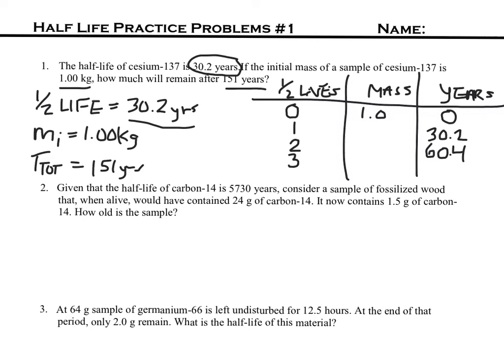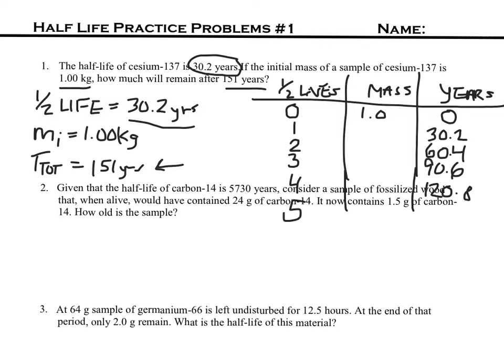Then I'd go through another half-life, and if I added another 30.2 years to the 60.4, I would get 90.6. From there, if I went through another half-life and added another 30.2 years, I would end up with about 120.8 years that have passed. But I'm not there yet. I need to get to 151 years.